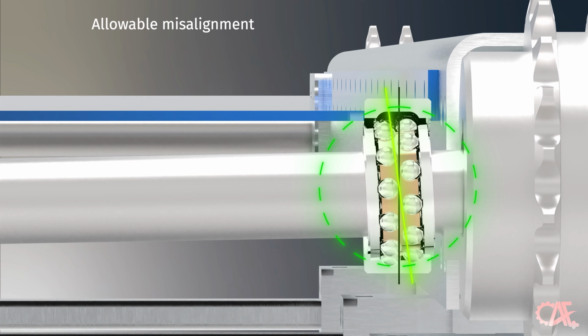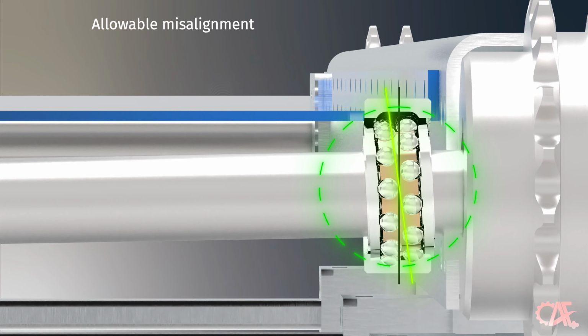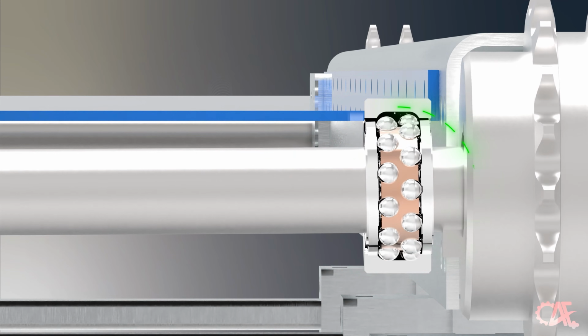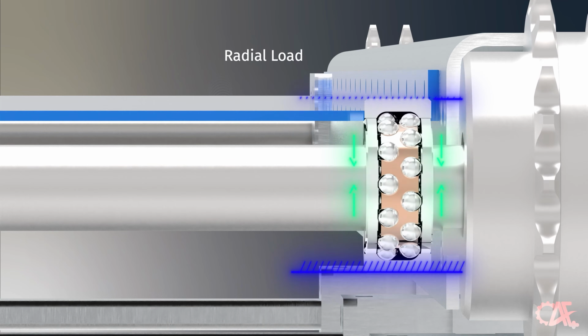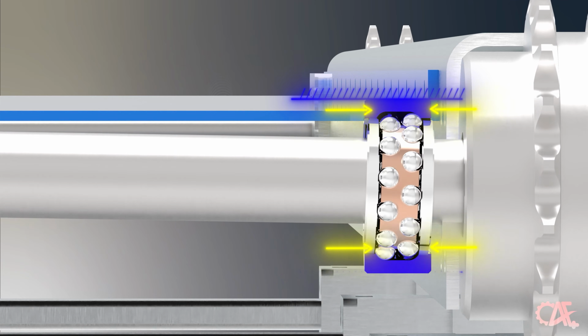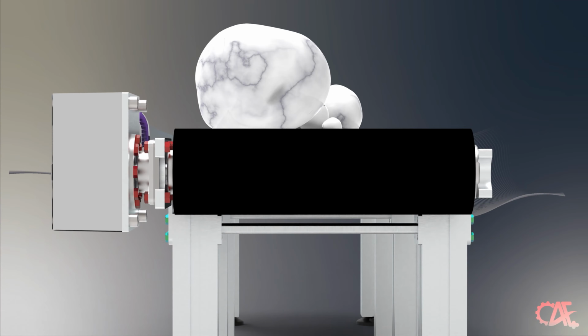Self-aligning ball bearings have a significant capability to compensate for both static and dynamic misalignment of up to 3 degrees. The self-aligning bearing is designed with a small contact angle, making it ideal for handling heavy radial loads while also being able to handle moderate axial and moment loads. Consequently, this makes them particularly suited for applications in mining conveyors where varying load and shock conditions are common.